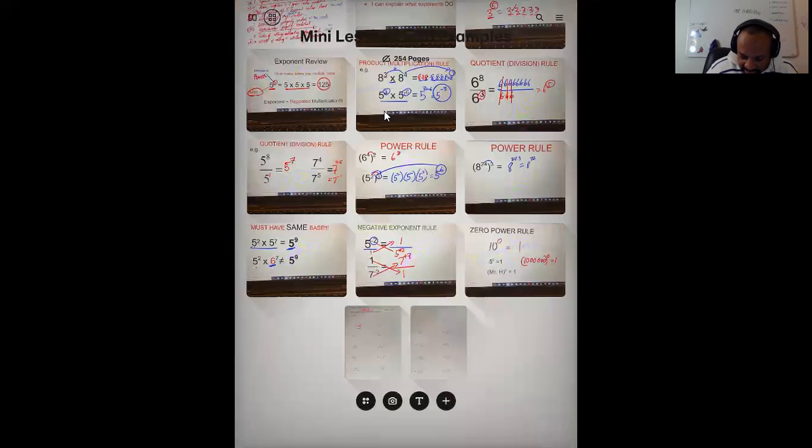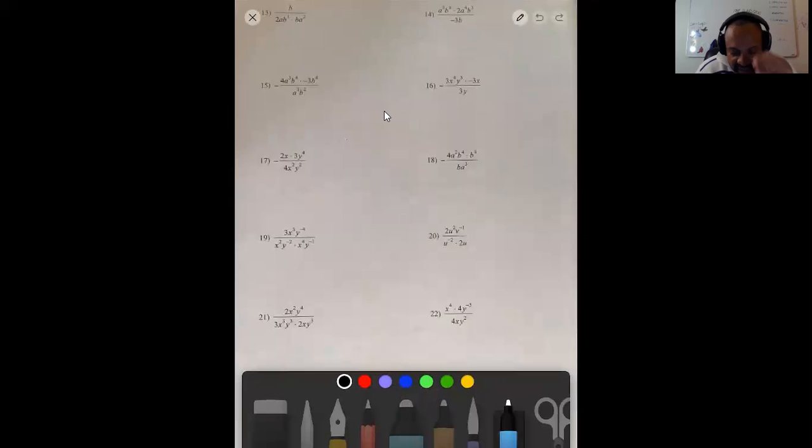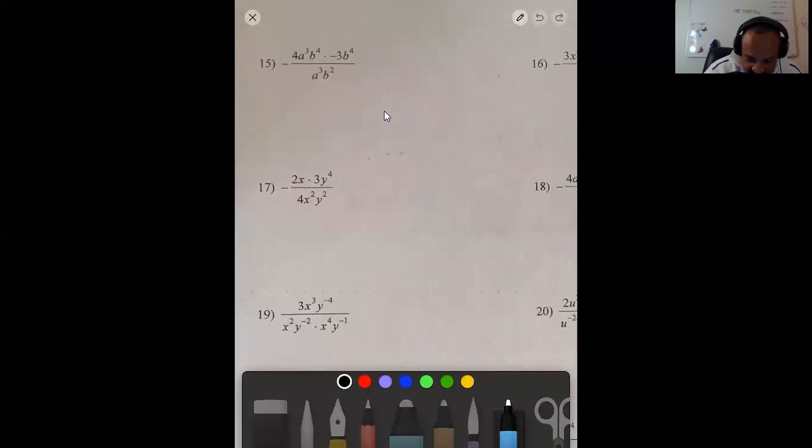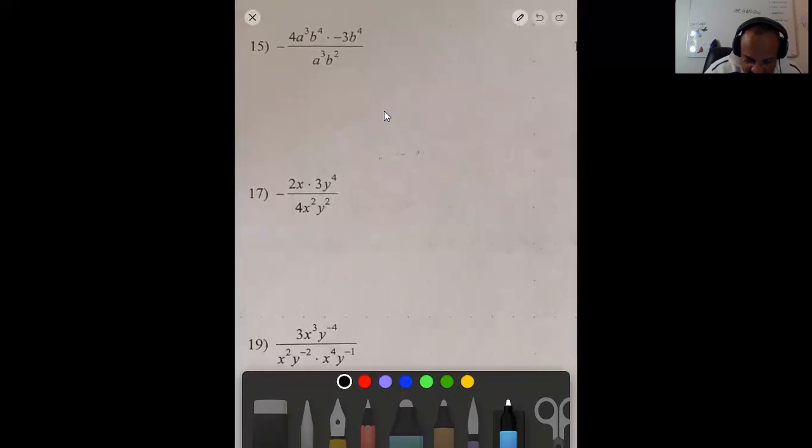Let me go to the back page. All right, so this is the back page. Remember, you only have to do 12. So I'm going to look at number 15. Let me see if I can make this a little bigger.